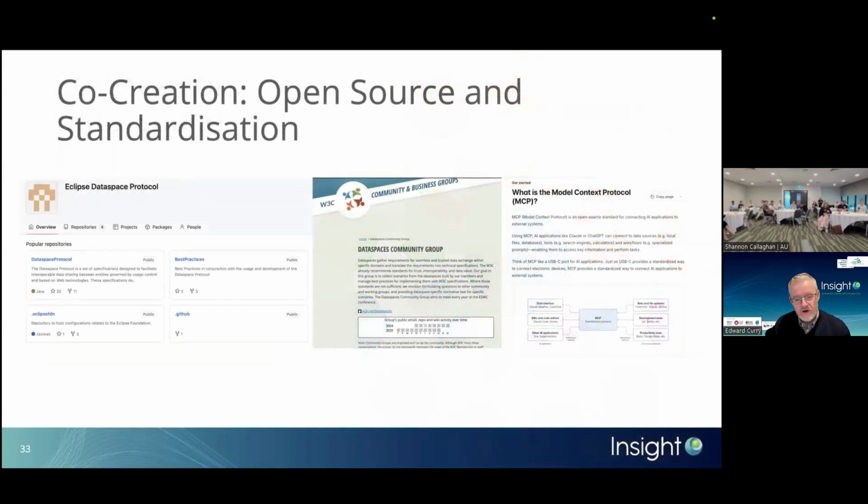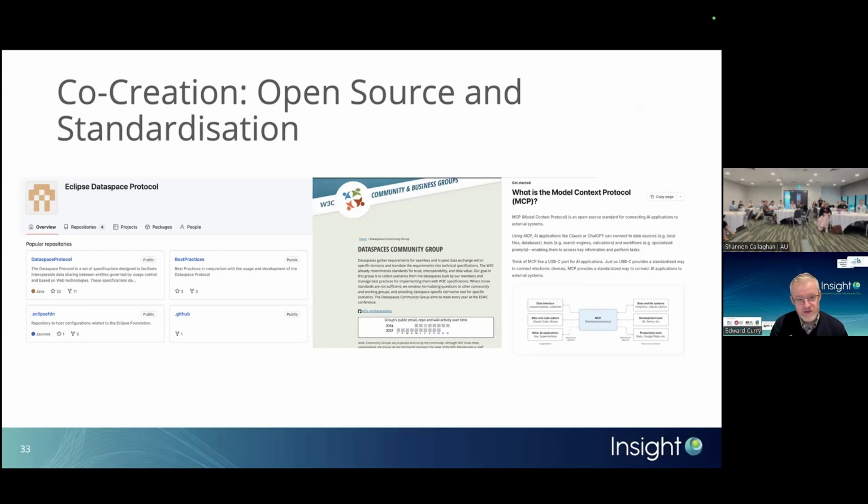There's also an awful lot of activity happening in the open source and standardization world as well. The Eclipse Data Space Protocol is an open source project that's connected with IDSA and with others. I think it's a really interesting tool. It's very useful. It's not the only way to build a data space, but there are a lot of insightful learnings there as well, and many organizations are happily using that.